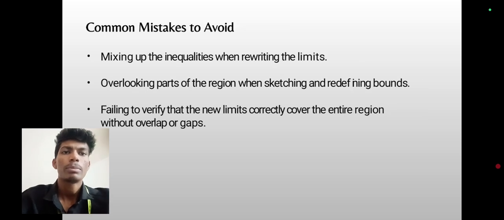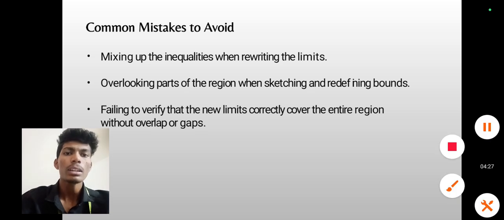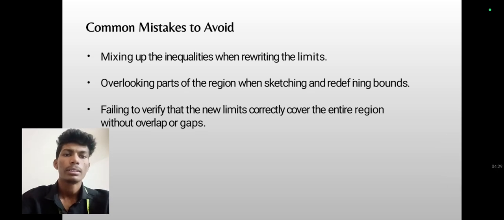And common mistakes to avoid: mixing up the inequalities when rewriting the limits, overlooking parts of the region when sketching and redefining bounds, and failing to verify that the new limits correctly cover the entire region without overlaps or gaps.